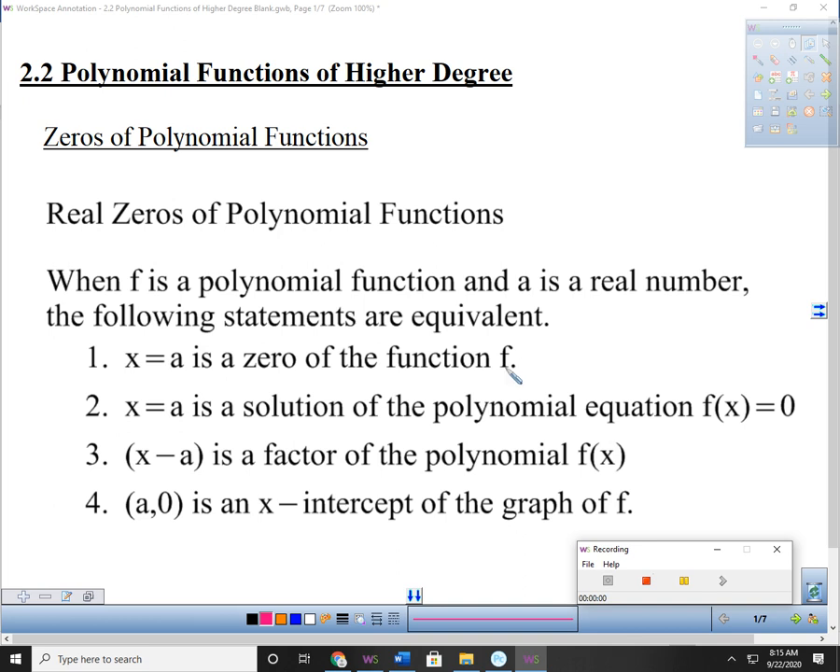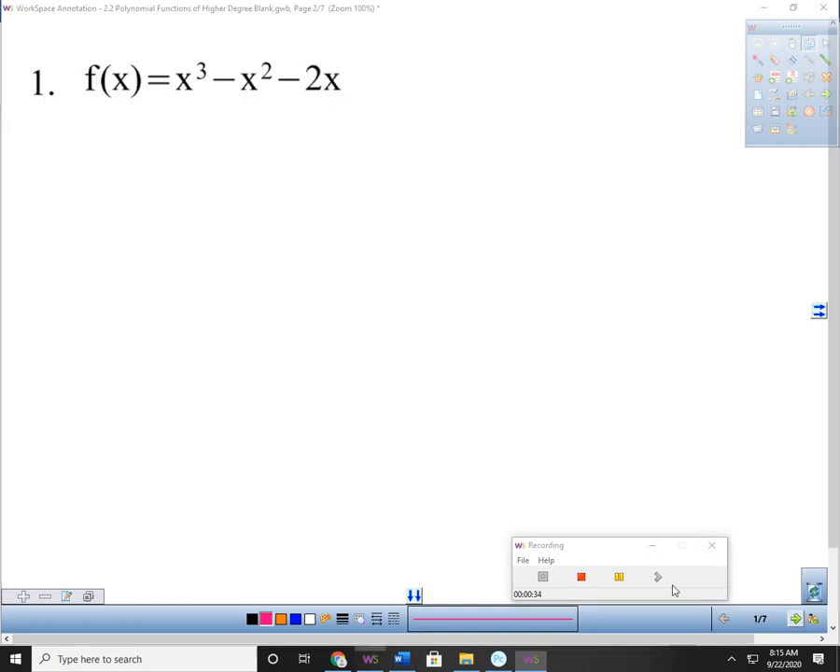Okay, so we're going to talk about functions that have a higher degree. When f is a polynomial and a is a real number, then the following statements are equivalent. X equals a is a zero of the function f. X equals a is a solution of this polynomial, f of x equals 0. X minus a is a factor of the polynomial, and (a, 0) is an x-intercept. So those are just some statements that are true, okay?